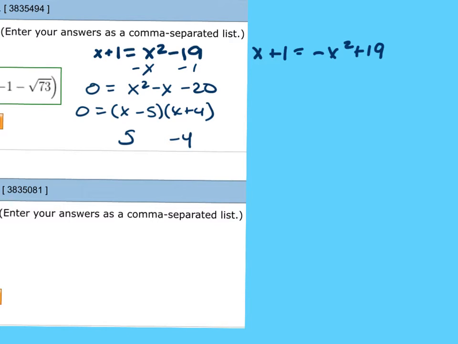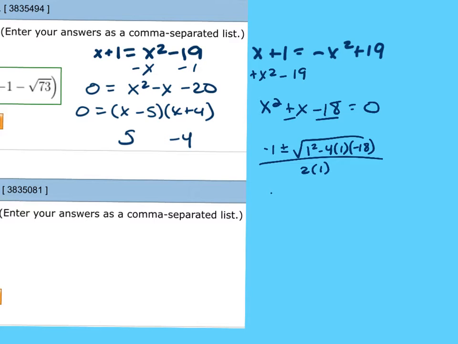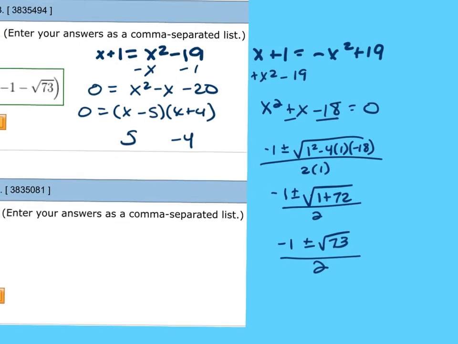So actually I would have gone the other way, keeping that x squared positive. You can do it that way, but it gets messy. x squared plus x, 1 minus 19, negative 18. There's no factors of negative 18 that sum to negative 1, so you have to do the quadratic. Negative b plus or minus the square root of b squared minus 4 times a times c, all over 2 times a. 1 plus 72, negative 1 plus or minus the square root of 73 over 2.